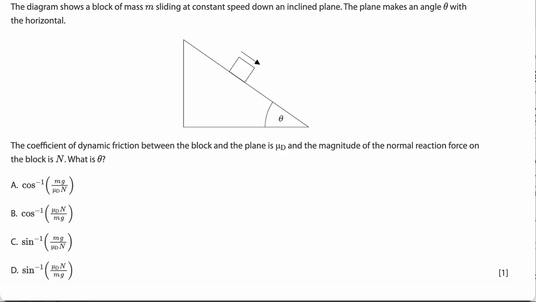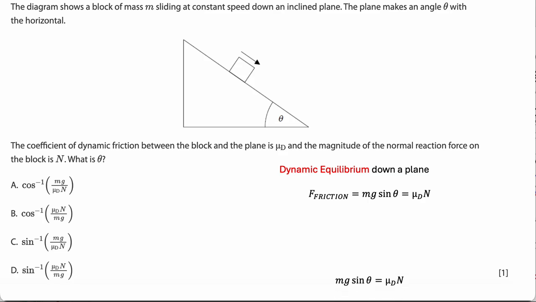Let's have a look. We're told that it's traveling at constant speed, and therefore we are in dynamic equilibrium. And what that means is that the forces acting up and down the slope must be balanced. Now we know that the force of friction acts up the slope and the component of weight acts down the slope. And that means that mg sine theta, which is the component acting down the slope, must be equal to the coefficient of friction times the normal force.